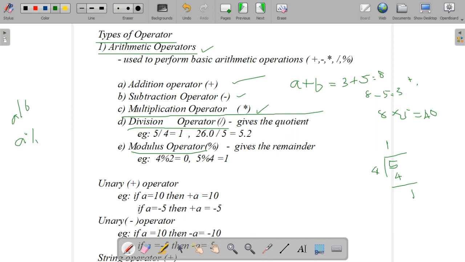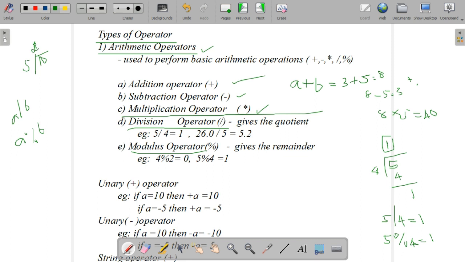If you are using the modulus operator, that is the percentage symbol, then it will return the remainder of the value. Example here, 5 and 4. What is the quotient? 5 divided by 4 is equal to 1. And what is the remainder here? Both are the same. 5 modulus 4 equal to 1.